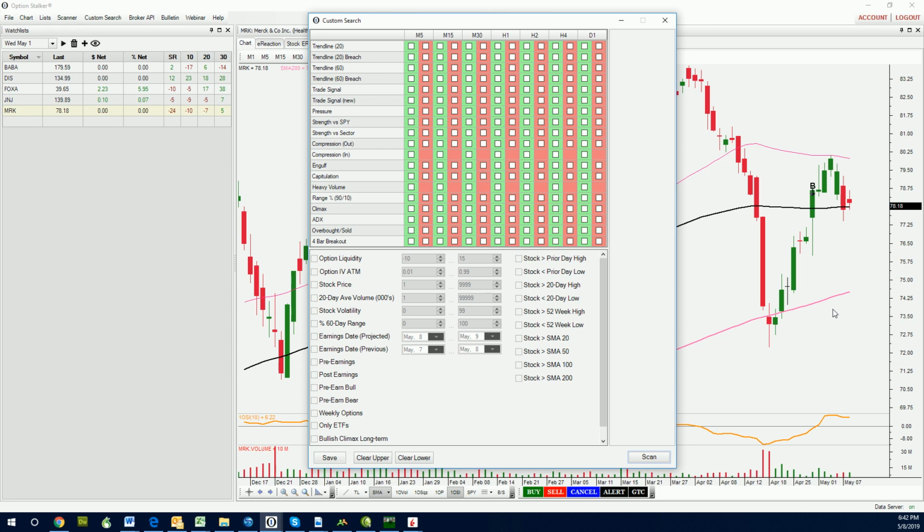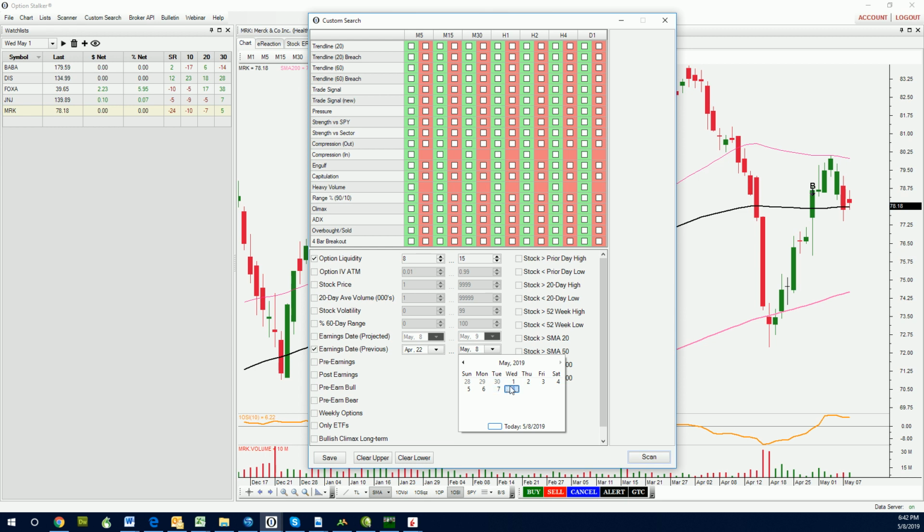It's going to be a very basic search. I'm going to go into option liquidity. I'm going to look for very, very liquid options. I'm also going to look for post earnings plays. So earnings date previous is what I want to mark. And I'm going to go back. Let's go back to April 22nd and give ourselves some time.